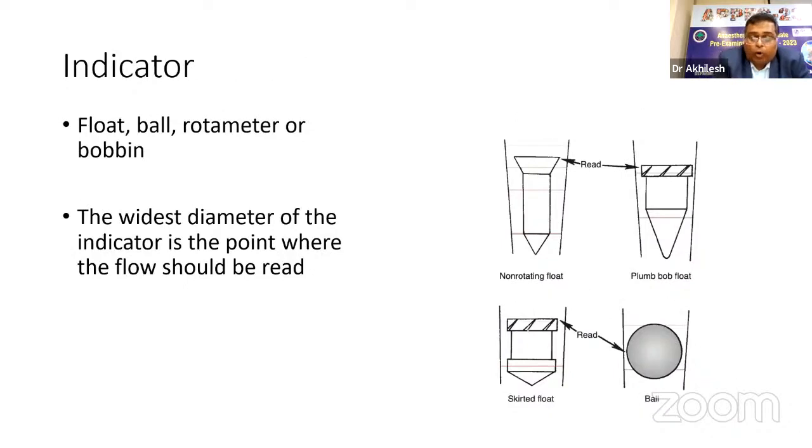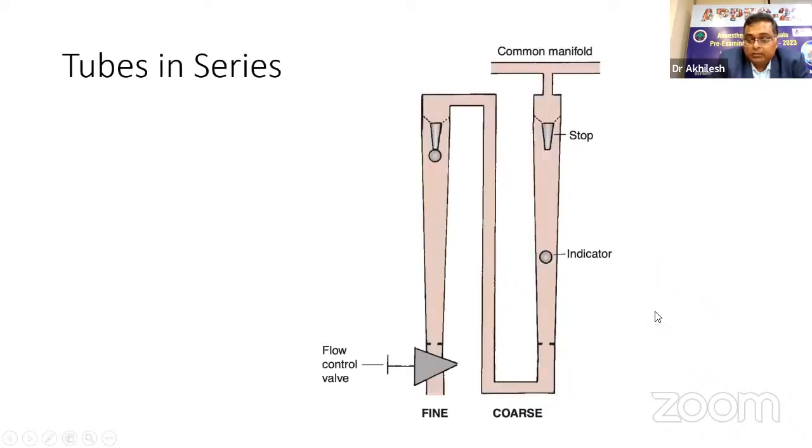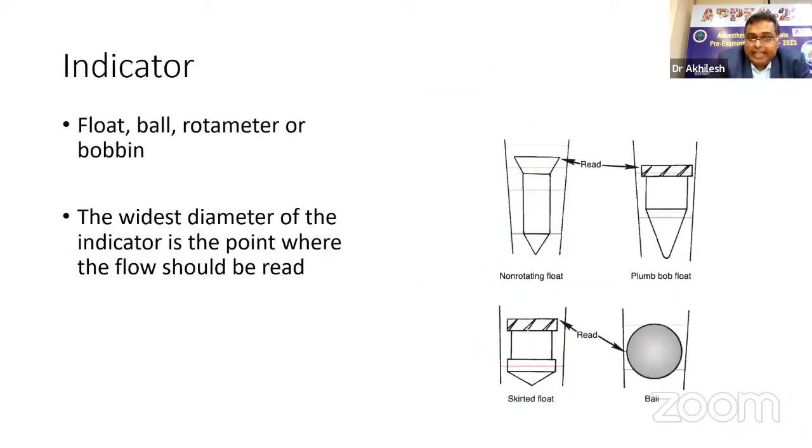Indicator: at what point should you read it? They say that the widest diameter of the indicator is the point where flow should be read. So flow should be read here, here, here. But what about a circle? In that case, it has to be read at the center of it.